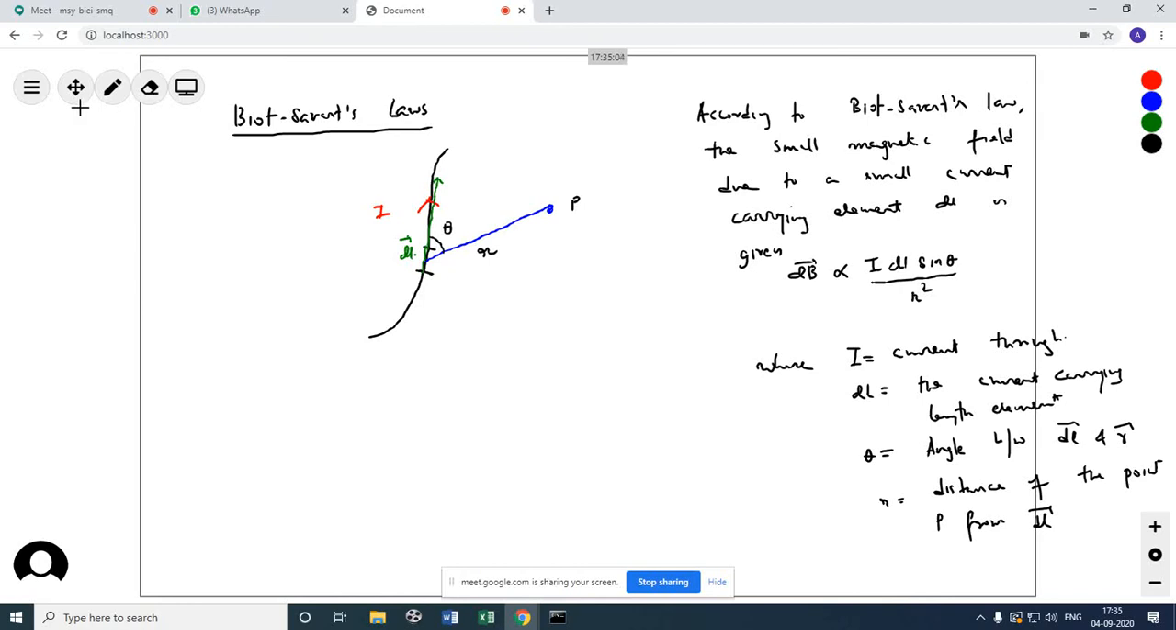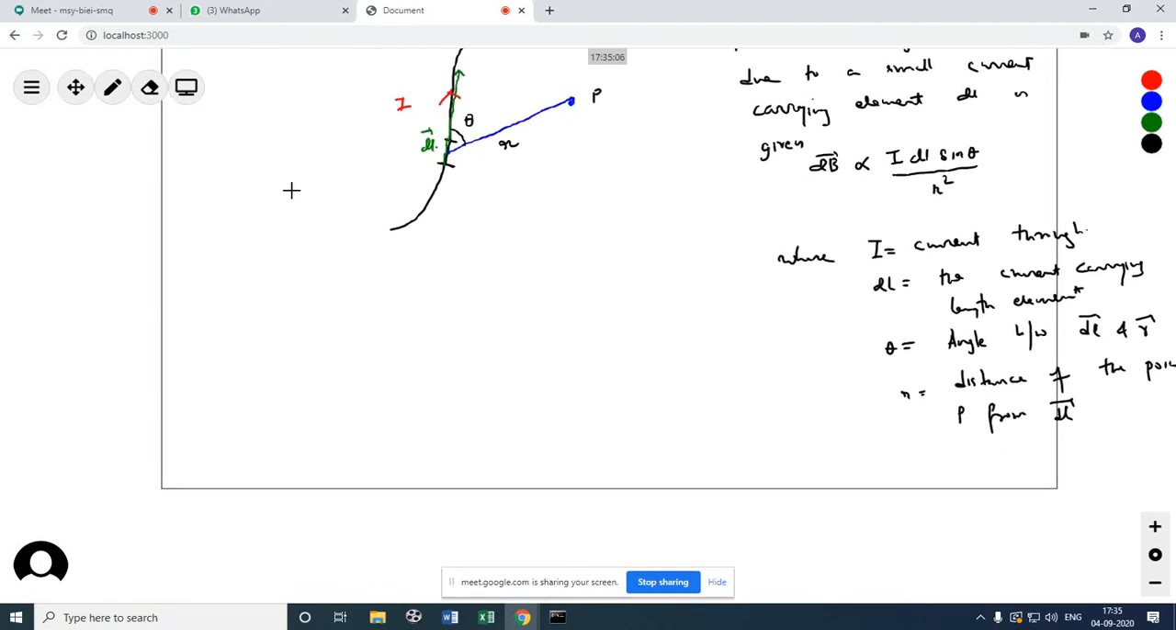Right? So this is the Biot-Savart law. You can directly write it this way. So the Biot-Savart law depends on the current in the conductor, the length element dl, and the sine of the angle theta between the dl vector and the r vector, and is inversely proportional to the square of the distance of the observation point from dl.